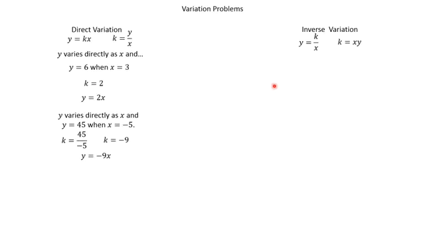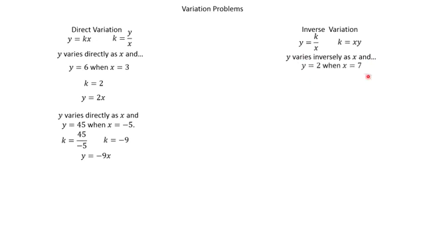Inverse variation problems are the same, except we'll say y varies inversely as x. It's y equals k divided by x. And same thing, it doesn't matter what the variables are. We could have snow varies inversely as temperature. Snow equals k over temperature.